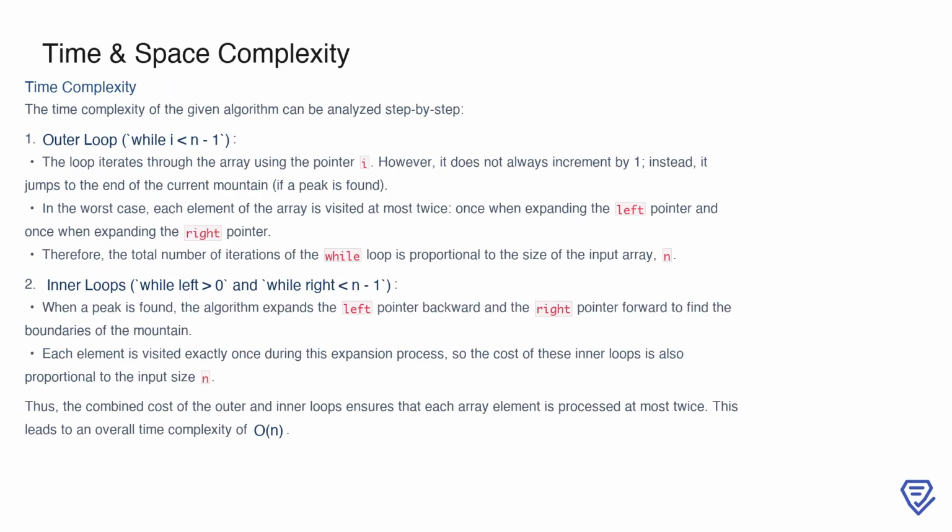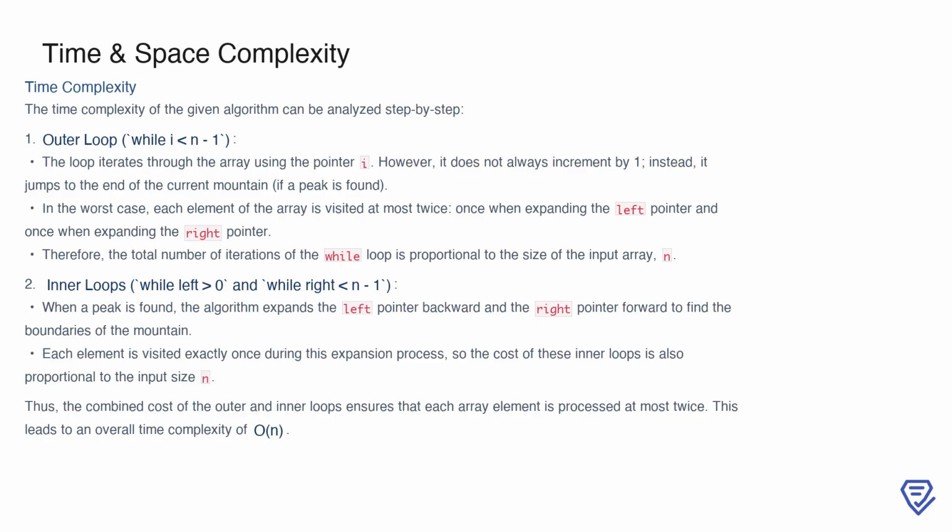To analyze the time complexity of the algorithm, we start by looking at the outer loop, which iterates through the array using the pointer I. Unlike a typical loop, I doesn't always increment by 1, instead, it jumps to the end of the current mountain whenever a peak is identified. This ensures that no element is revisited unnecessarily. At most, each element is processed twice, once during the expansion of the left pointer and once during the expansion of the right. This means that the total number of iterations for the outer loop is directly proportional to the size of the array, n.